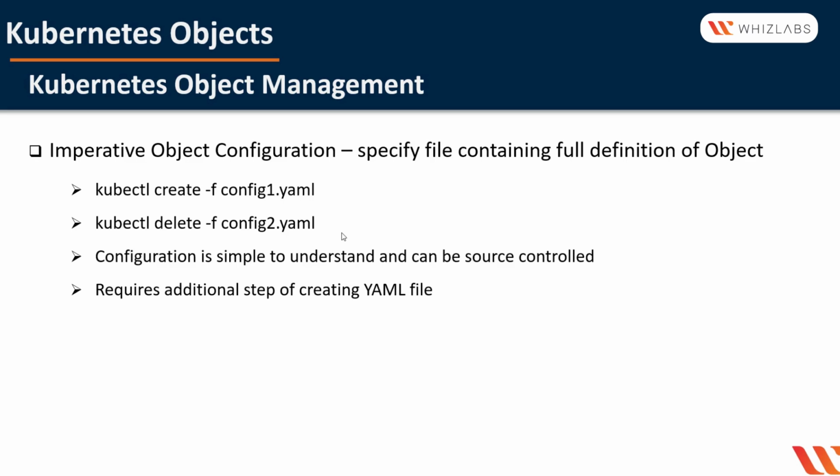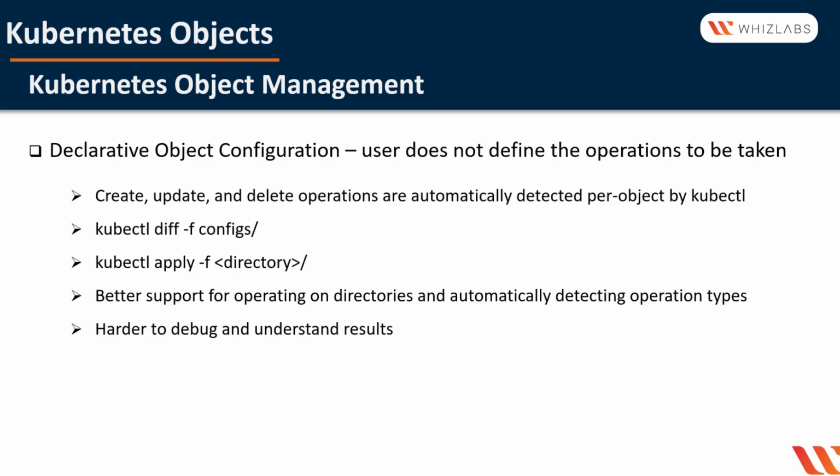The last method is the declarative object configuration. When using declarative object configuration, a user operates on object configuration files which are stored locally. However, the user does not define the operations to be taken on the file. Create, update, and delete operations are automatically detected per object by kubectl. This enables working on directories where different operations might be needed for different objects.